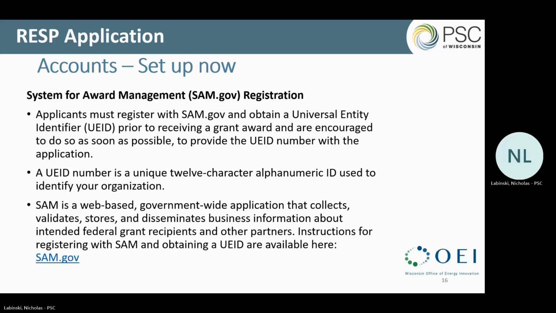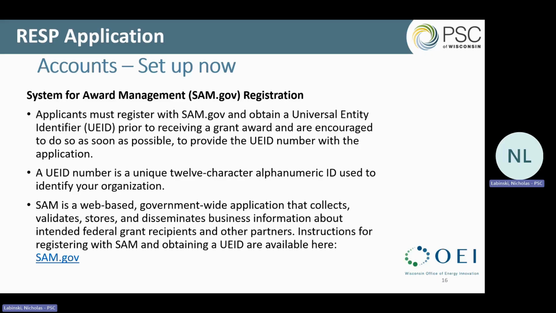Now, it is important to remember that SAM registration and SAM unique identifiers are required prior to contract with the OEI and ideally should be completed prior to the application if at all possible. So applicants must register with sam.gov and obtain a Universal Entity Identifier, a UEID, prior to receiving a grant award and are encouraged to do so as soon as possible. This will provide you with a unique UEID number for your application.